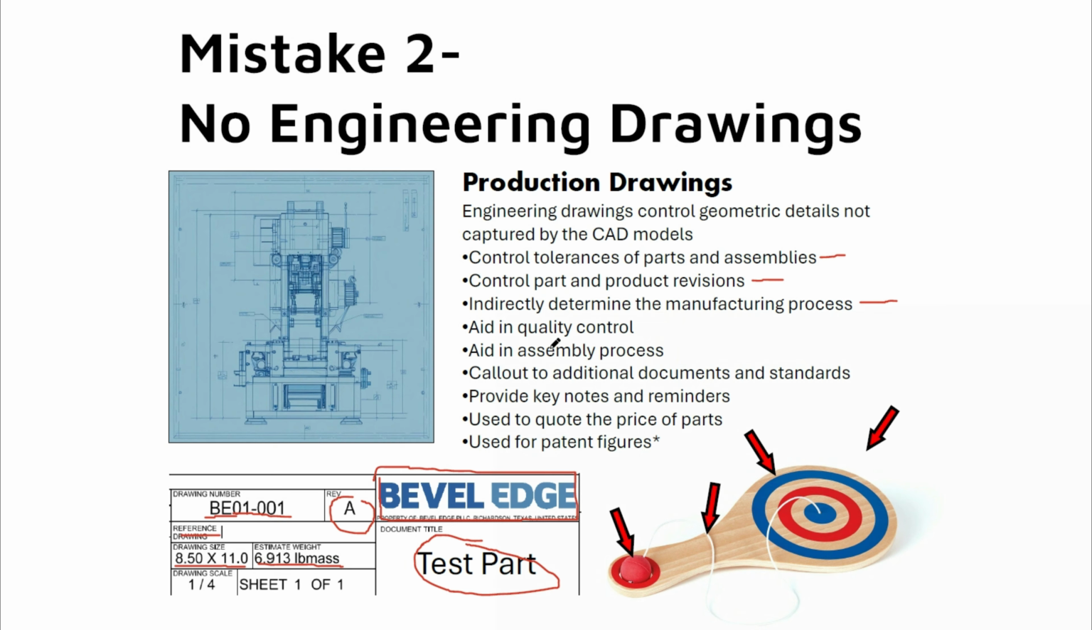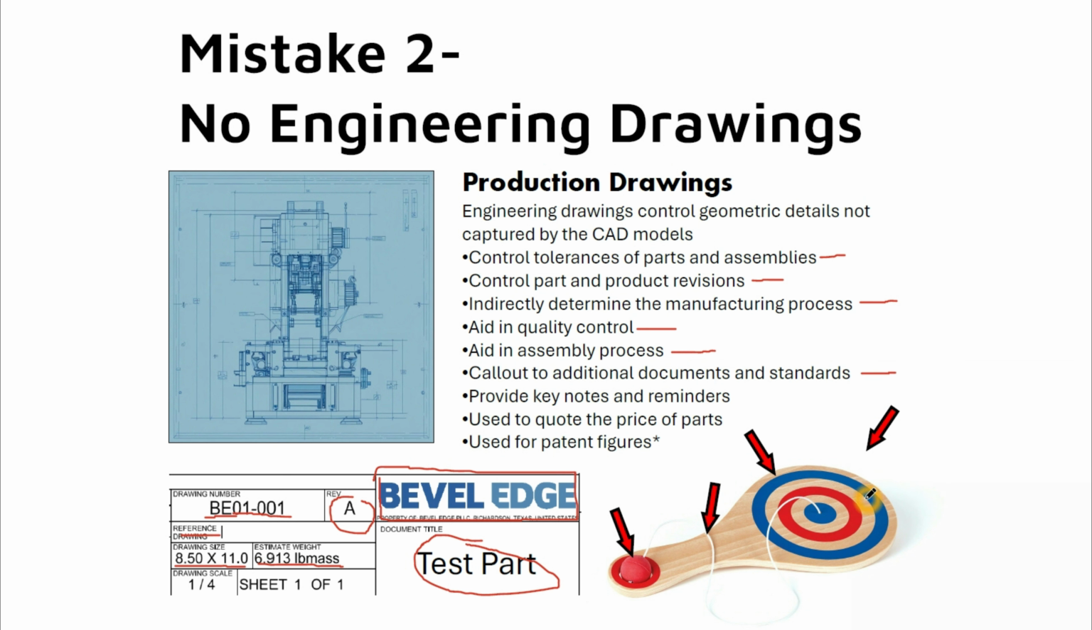Okay, it will aid in quality control. We talked about that. A drawing will keep your manufacturer honest because it is a document that you hold them accountable to. So it's a contract between you and your manufacturer. And it aids in the assembly process. So if you have an assembly drawing, the manufacturer can take a look at it and see how it's supposed to be put together. You can call out additional documentation and standards.